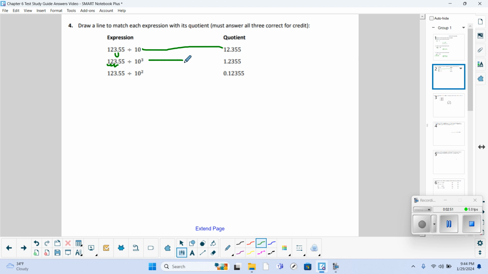0.12355 would be that. And the last one is 10 squared. 123.55 divided by 10 squared. Once again, dividing by a power of 10, so I can move the decimal over 1, 2 times, and it would end up between the 1 and the 2. So 1.2355 would be that one right there.